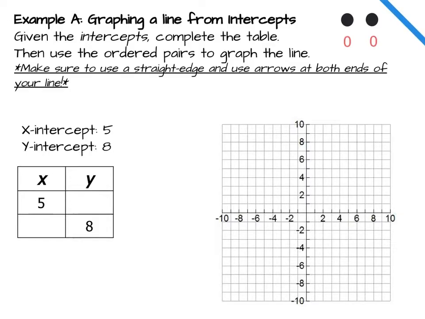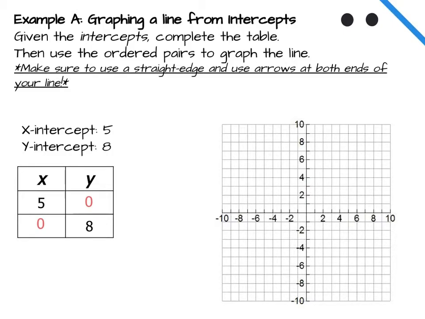In these next few examples, we are going to graph a line when we're given the intercepts. And in order to do that, we need to first complete the table. In this example, the x-intercept is 5. So when x is equal to 5, y is equal to 0. And when the y-intercept is 8, the x value is equal to 0. I knew that because in our previous slide it said that the x-intercept is where the line crosses the x-axis and the y value will be 0, and same for the y-intercept. When the line crosses the y-axis, x value will be 0.